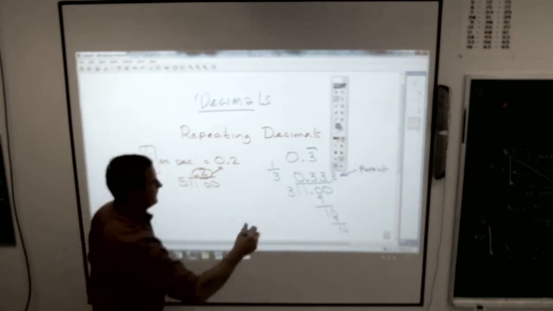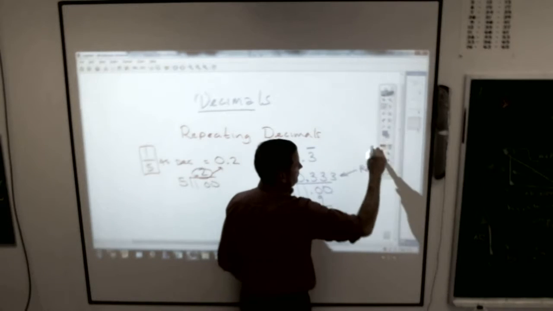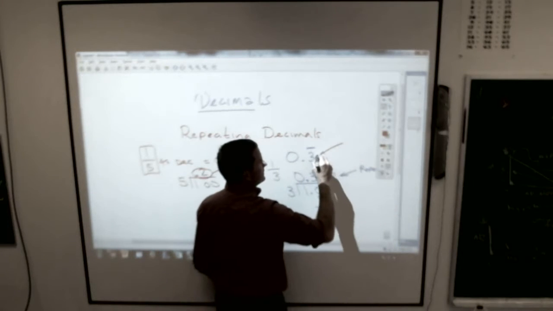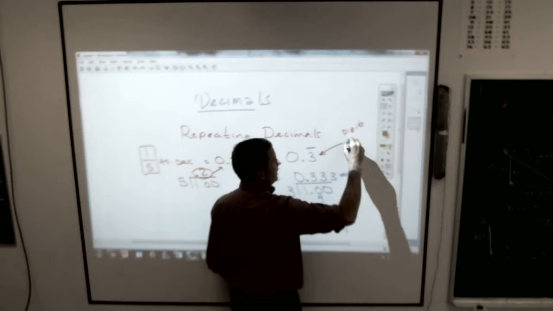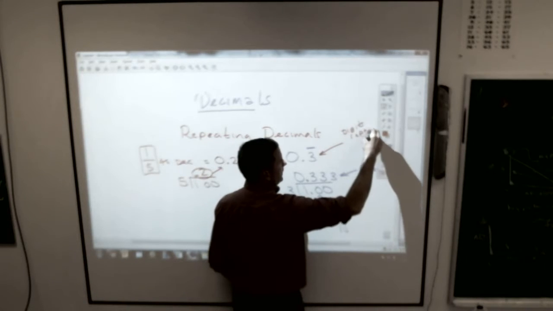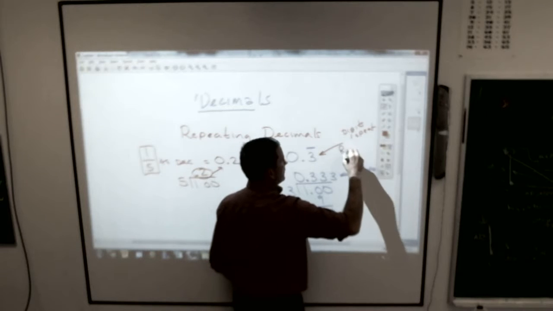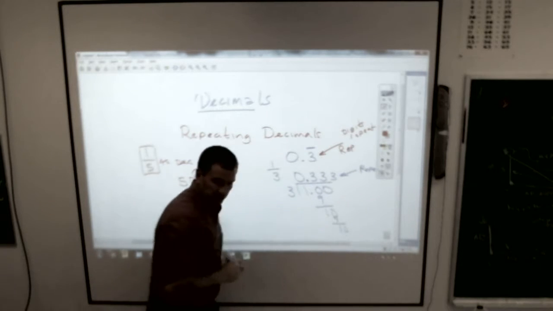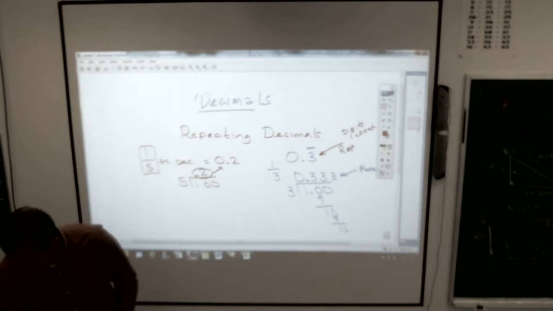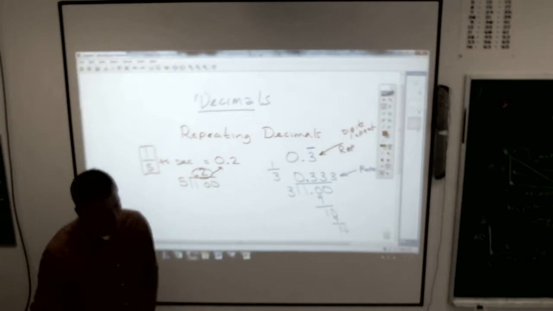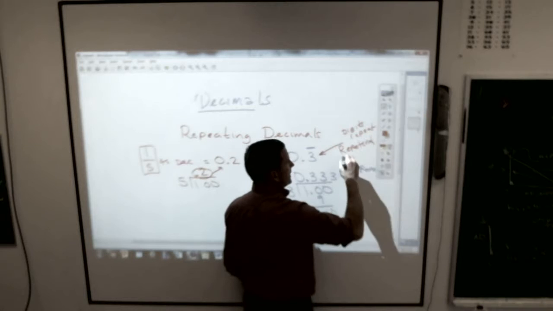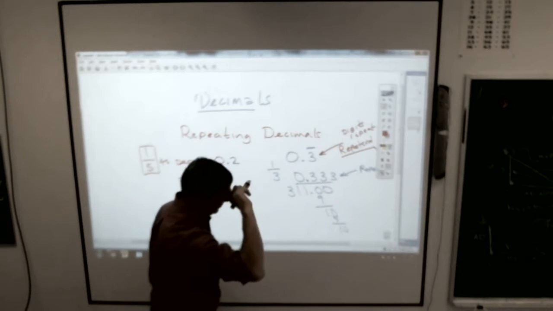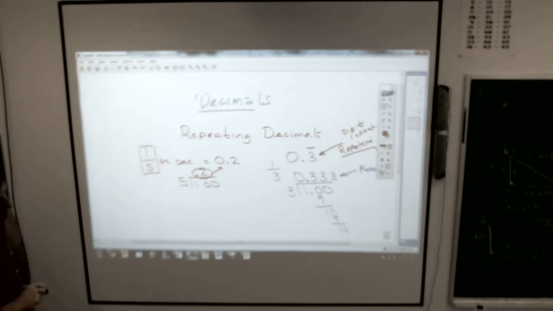These things, by the way, have a name. I don't know if I've ever said it in the world before, but the digits that repeat are called the repetends, R-E-P-E-N-D. Repetend. You put a line over the repetend, and I don't know if that's plural or not, but I figured since it was in the book, that might help you.